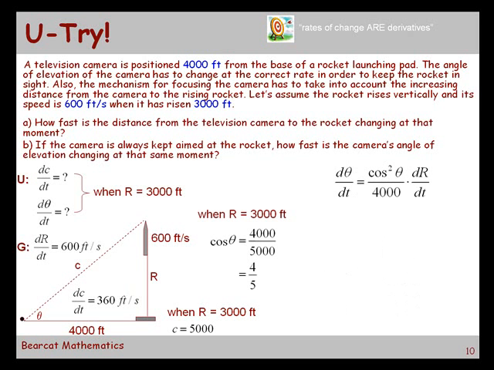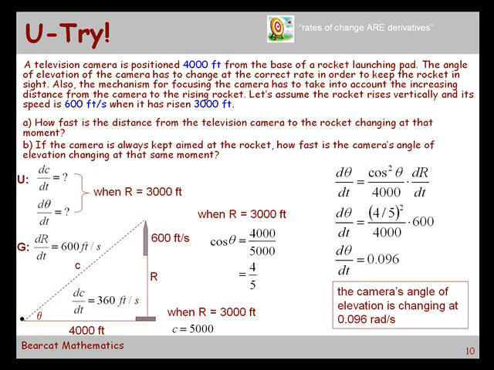So that's what this is talking about. When r is 3,000, cosine of theta, that whole expression, is just 4/5. So up here, in cosine squared theta, I can replace the cosine theta part with 4/5. So that becomes 4/5 squared, which is 16/25, divided by 4,000 times 600 comes out to be approximately 0.096. What's the unit on that? This is an angle measure, but we're not working in degrees. Yeah, it's radians per second.